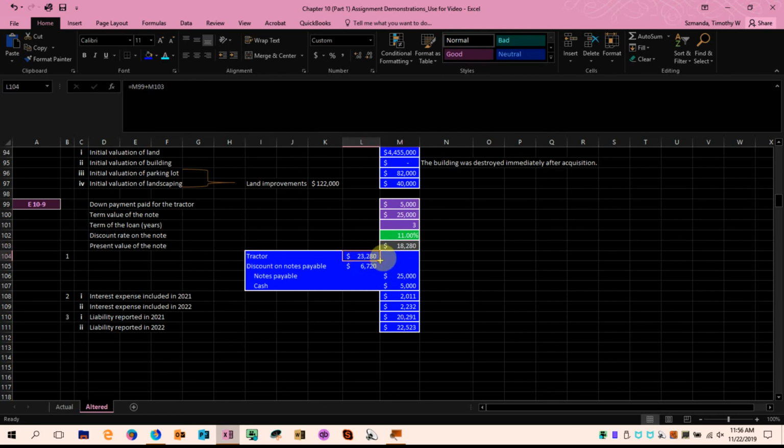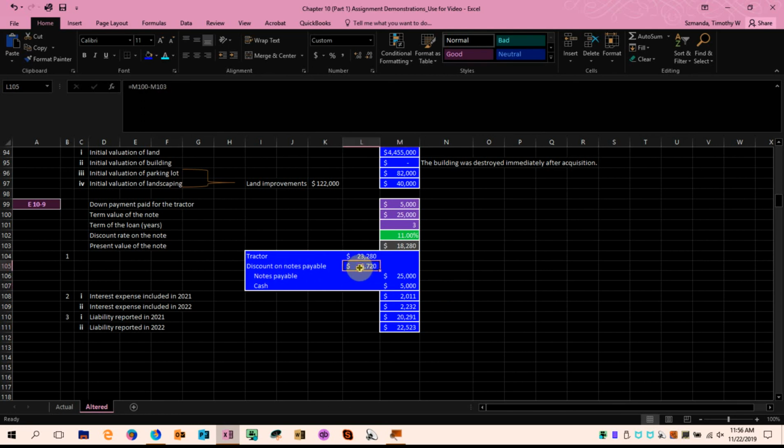The value of the tractor. Well, the value of the tractor would be the combination of the present value of the note, $18,280, plus the down payment of $5,000, would give us our cost for the tractor. And I just included things that we know already and were given. We know that we have a notes payable of $25,000 credit, and we lost cash of $5,000, so credit that asset.